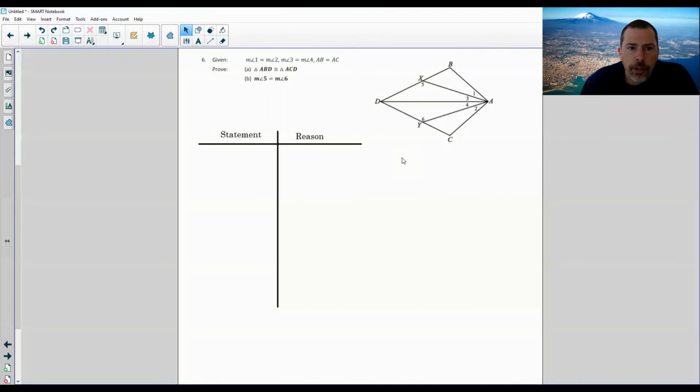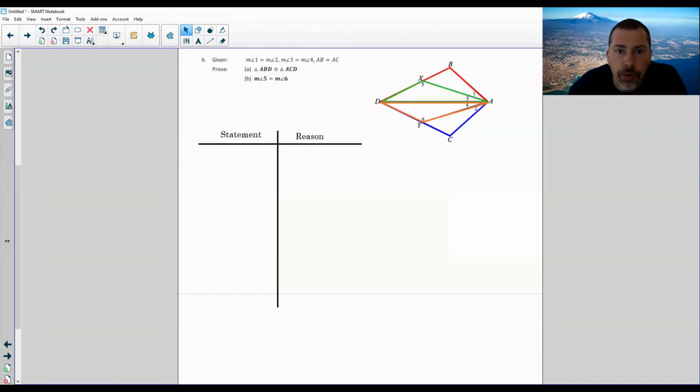Okay, and here is proof number 6. Okay, so they're asking a lot here. This proof is asking to prove two things. It's asking to prove two triangles congruent, and it's asking to prove two angles congruent. So let me highlight what we're trying to prove congruent.